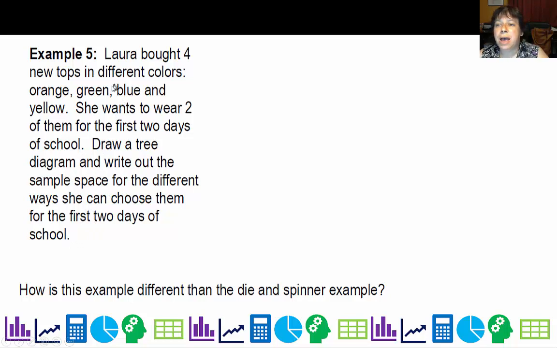All right, so I have orange, green, blue, and yellow. That's 4 possible outcomes for the first blouse. So I have 4 branches and the 4 possible outcomes. Now we're going to assume that Laura doesn't like to wear the same top 2 days in a row. You're going to get teased about that.